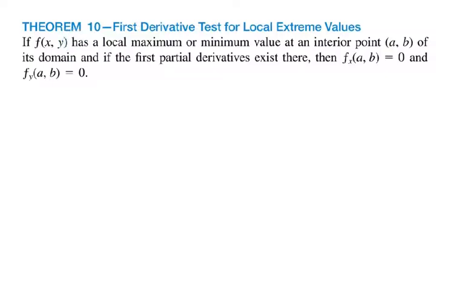Next, we have a theorem. It's the first derivative test for local extreme values. So if a function has a local max or min somewhere at this point (a, b) in the domain, as long as those first partial derivatives exist and can be found, we can set the partial of f with respect to x at the point equal to 0, and the partial of f with respect to y at the point equal to 0. These two values are going to help us to determine critical points.